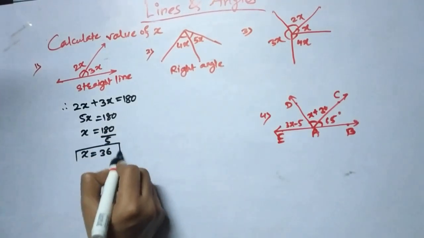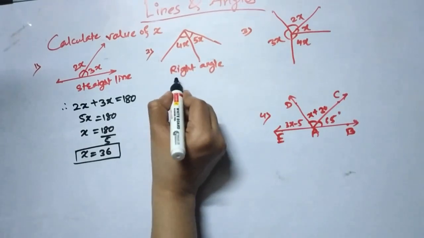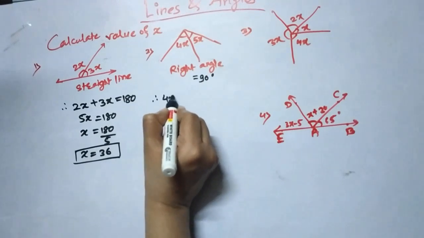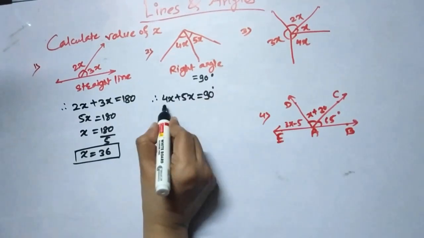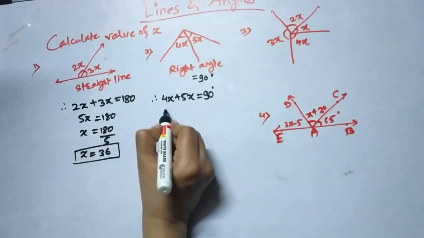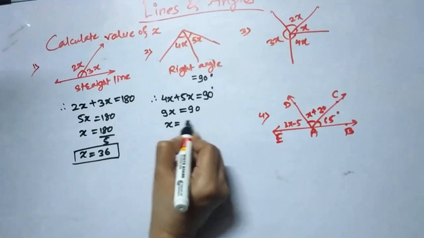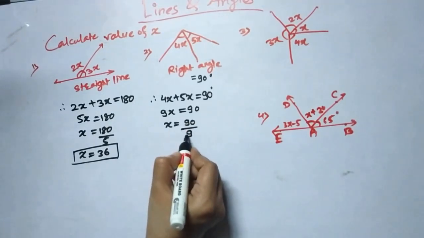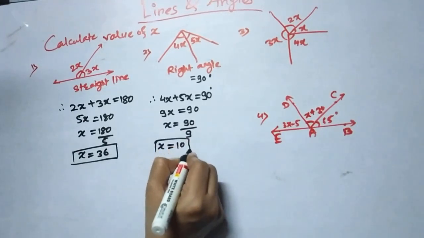Now next, it is a right angle. This 4x and 5x are making a right angle. We know that a right angle measures 90 degrees. So you can write 4x plus 5x is equal to 90 degrees. Just add these like terms, you will get 9x is equal to 90. So x is equal to 90 divided by 9. This is 9 into x, so it will come in division. So you get x is equal to 10 here.